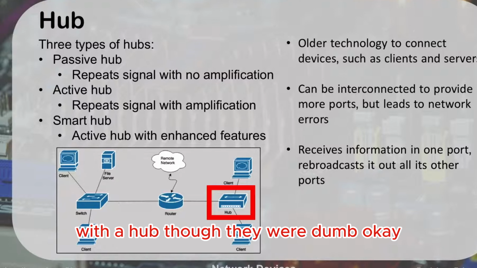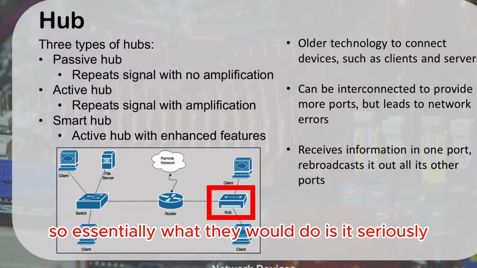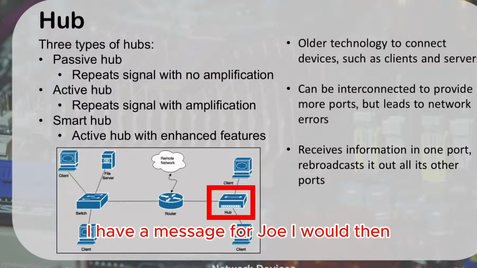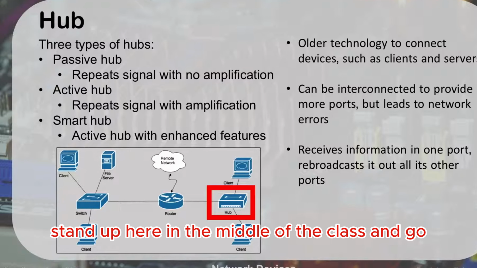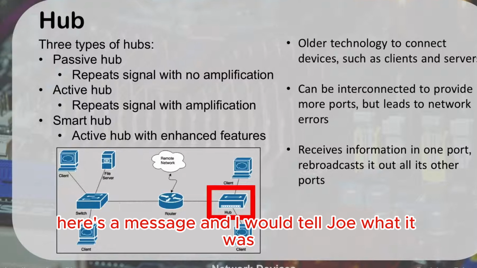With a hub, though, they were dumb. Okay, they didn't know who people were. So essentially what they would do is if Sarah said, I have a message for Joe, I would then stand up here in the middle of the class and go, hey, if you're not Joe, cover your ears. Joe, here's a message. And I would tell Joe what it was.